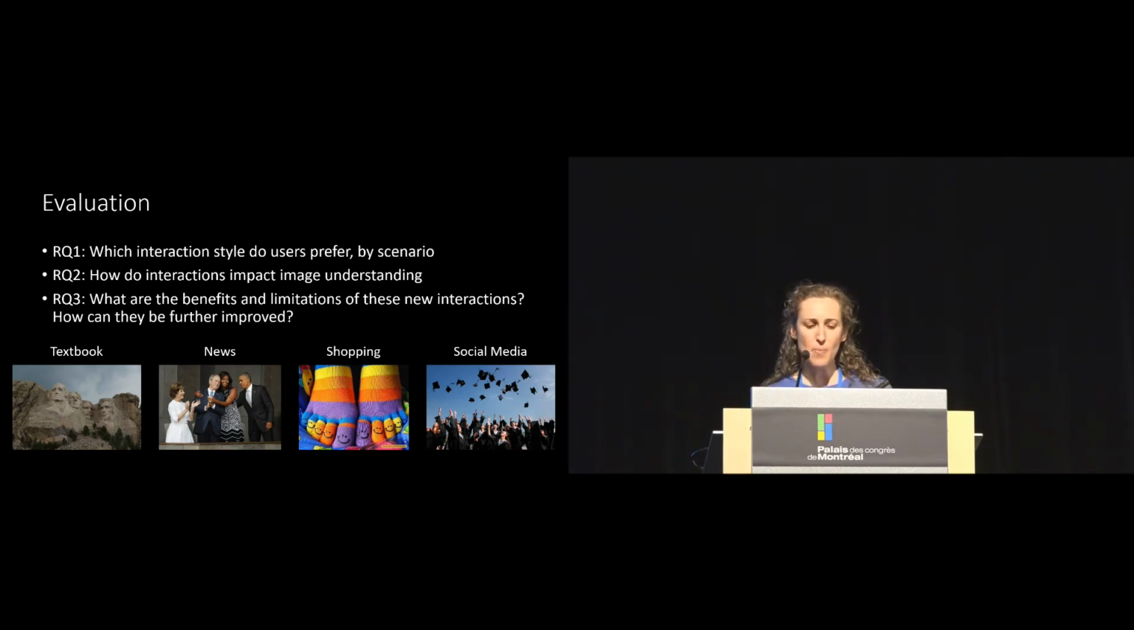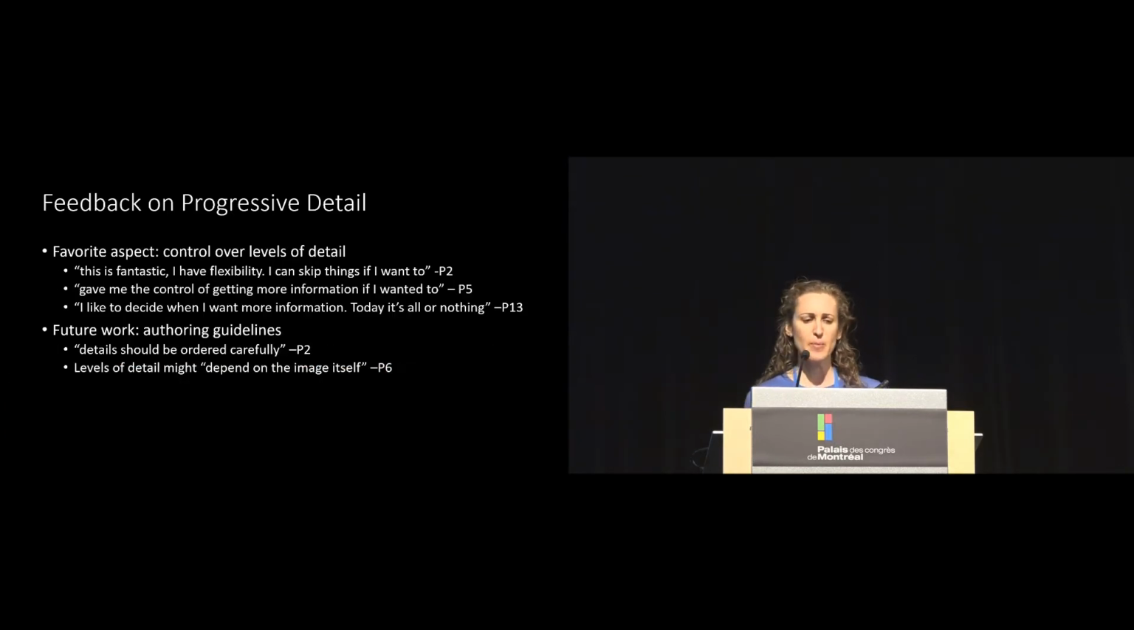So in our paper, we have more details on the evaluation we conducted. Our main things we wanted to understand about these novel techniques was what users' reactions to them are in comparison to status quo alt text, how these techniques might influence image understanding, and how these interactions can be further improved. We conducted a user study with 14 blind participants who experienced these techniques in different scenarios, such as a digital textbook, reading news articles, navigating shopping sites, and perusing social media. And more details about the design of the experiment are in the paper.